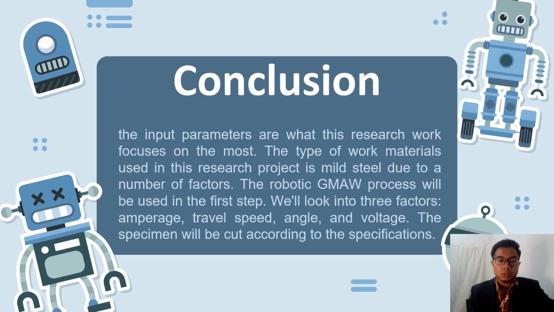For the conclusion, the input parameters are what the research work focuses on the most. The type of work material used in the research project is a milestone due to a number of factors. The robotic GMAW process will be used in the first step. We are looking into three main factors: the first is amperage, the second is angle, and the third is voltage. The specimen will be cut according to the specification. For the detailed specification, we can refer to my PSM report.